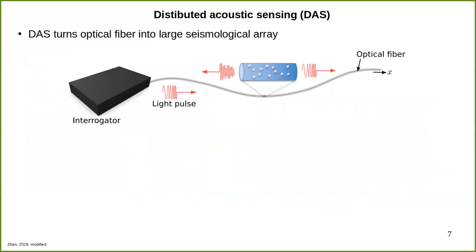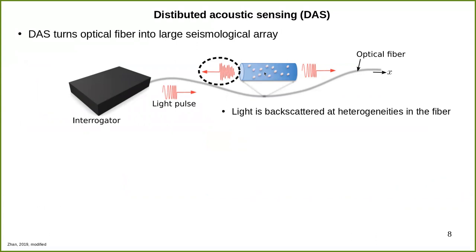And here I show the main measurement principle of DAS. The black box denotes the interrogator, that's an electronic device which sends a light pulse into an optical fiber, here represented by the gray line. And while most of the light will just propagate through the entire fiber, a small portion of it will be backscattered at local heterogeneities. This is demonstrated here by the blue box, which shows a fiber segment containing lots of impurities, and it's exactly there where the light is backscattered and sent back to the interrogator.